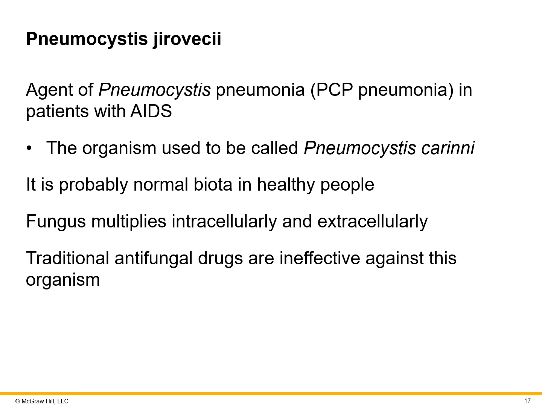Another causative agent, Pneumocystis jirovecii. This is the agent of the pneumocystis pneumonia or PCP pneumonia. Again, unfortunately, one seen with individuals with AIDS. The organism was formerly called Pneumocystis carinii. It's probably part of the normal flora in healthy people. So again, something that we're exposed to, but if immunocompromised or those with AIDS can become a problem. This fungus multiplies intracellularly and extracellularly. Traditional antifungal drugs are ineffective, though, against this organism.